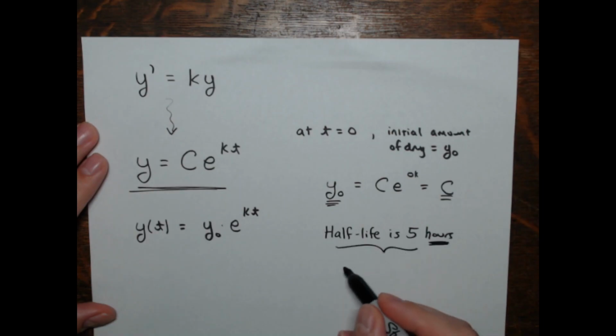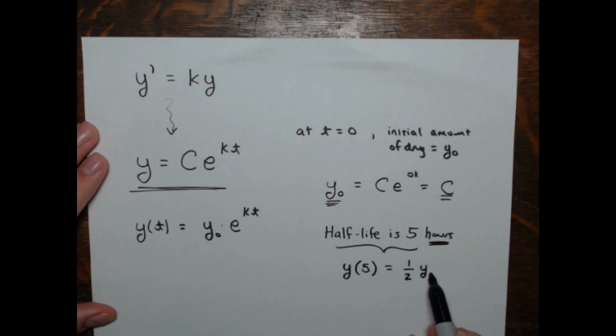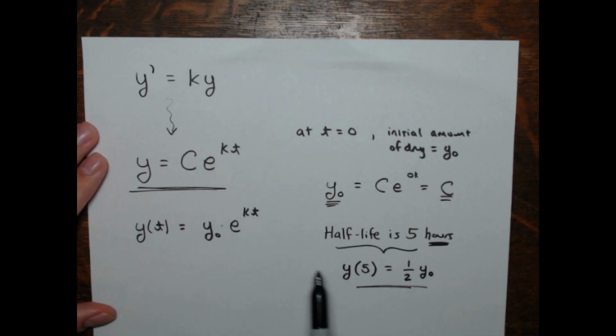So this means that the amount of drug in the bloodstream after 5 hours, when t is 5, is half the initial amount, half of y sub 0. And then after 10 hours, it would be a quarter of y sub 0. After 15 hours, it would be an eighth of y sub 0, right? Every 5 hours, it gets reduced by a factor of a half. But this is all we're going to need to find a value for k.